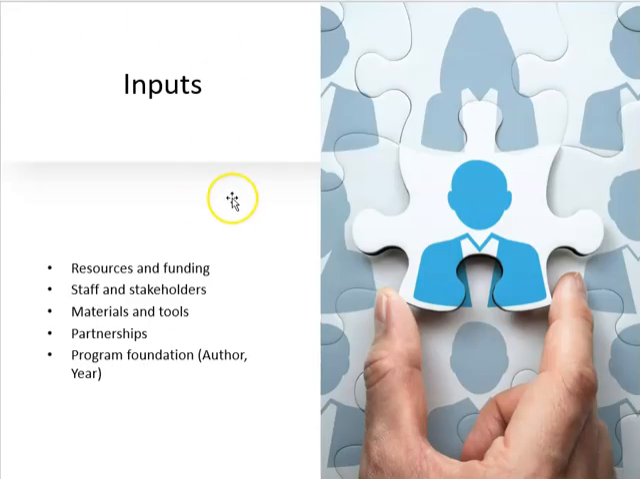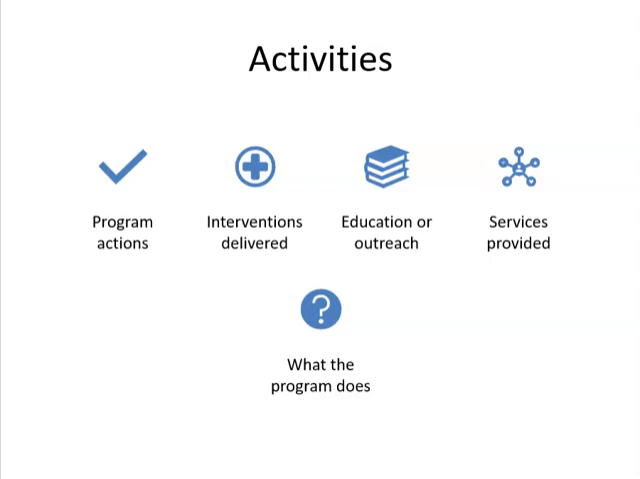Inputs are what your program starts with. These are your resources, okay? This includes funding, staff, partnerships, materials, and infrastructure. At a level 5, you are specific. Do not say staff. Instead, say community health nurses or health educators. You must be specific. Your inputs should clearly align with your program. I should be able to look at them and understand the kind of intervention you are planning.